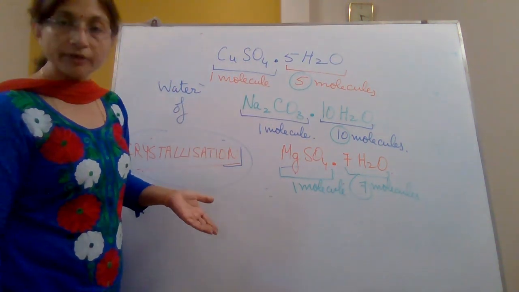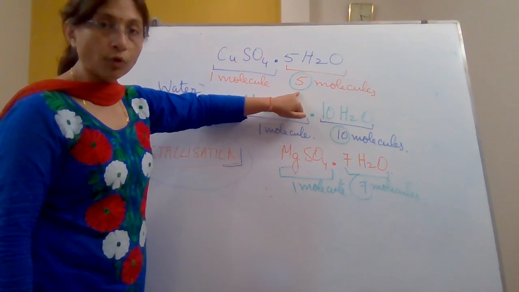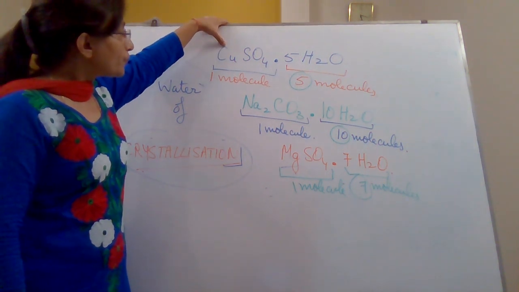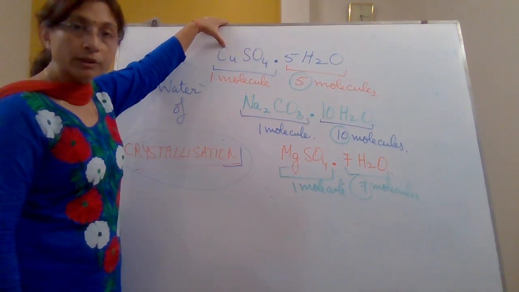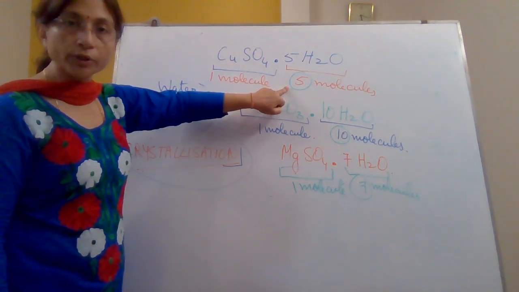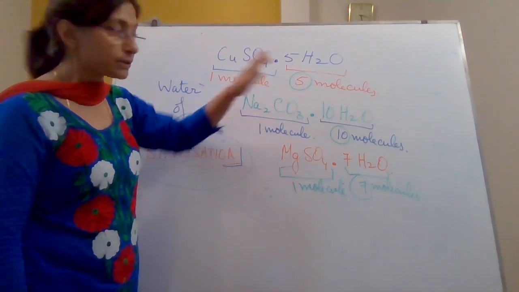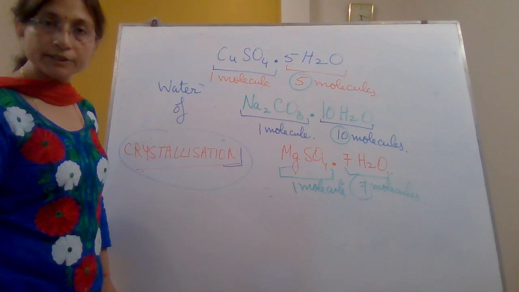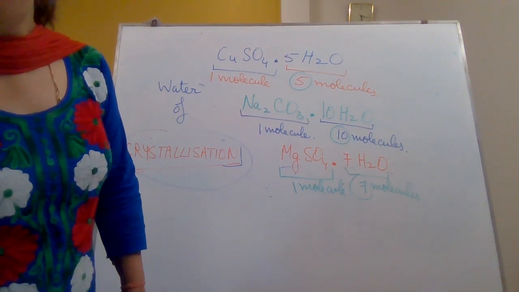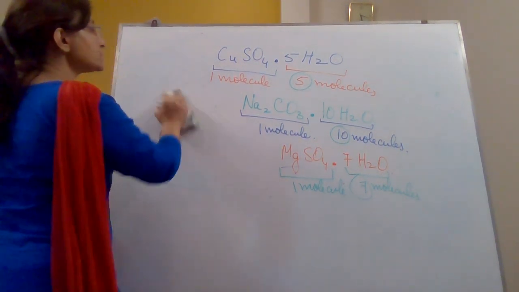So in a nutshell, we can say the water of crystallization is the fixed amount of water which is present in the crystal of the given salt. In one molecule, a fixed number of water molecules are present of a salt in order to form a crystal. So this is what is water of crystallization. After water of crystallization comes the term hydrated and anhydrous salts.